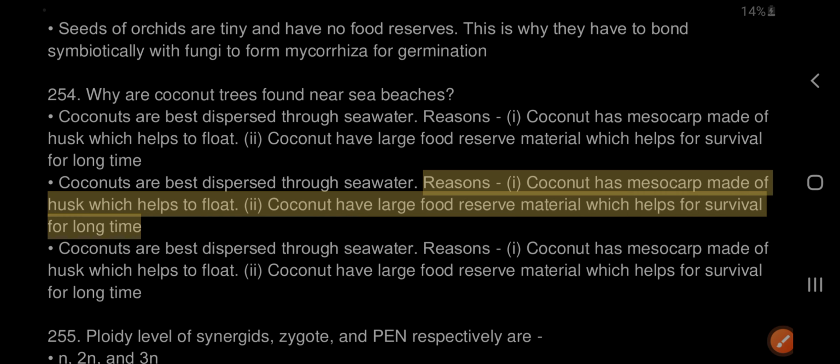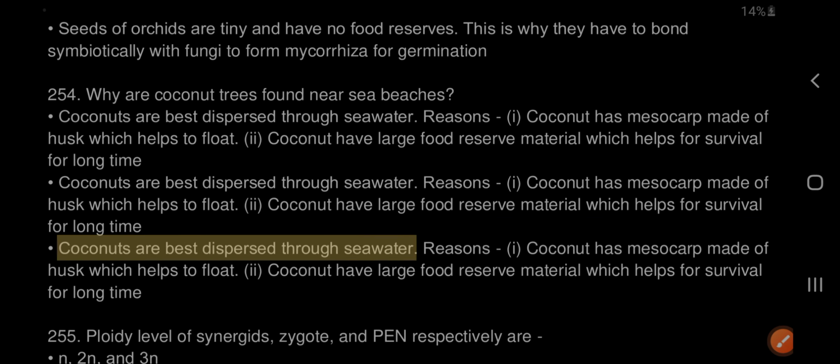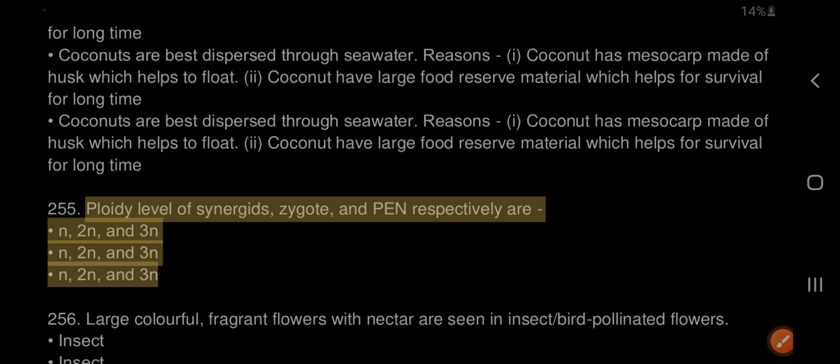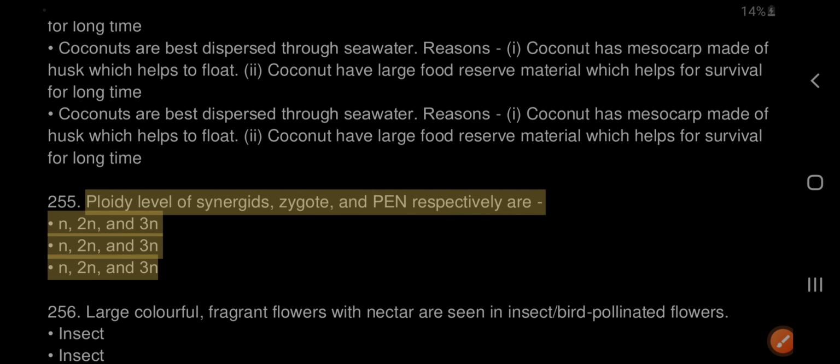255. Ploidy levels of synergids, zygote, and PEN respectively are n, 2n, and 3n.